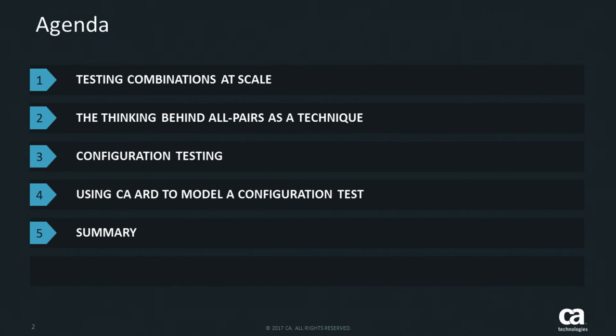So in this video I want to talk a little bit about testing combinations at scale, which is a challenge once we have lots of variables and values in combination. I'll describe the thinking behind the all pairs technique and look at configuration testing as a particular example of how all pairs can be useful to us. And then we'll look at ARD itself to model a configuration test, and I'll derive some conclusions at the end.